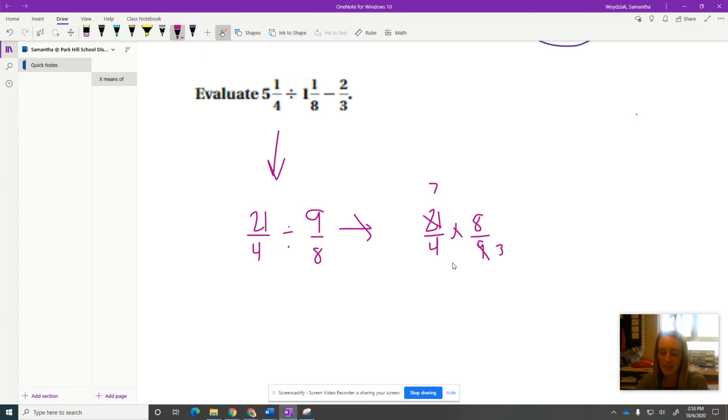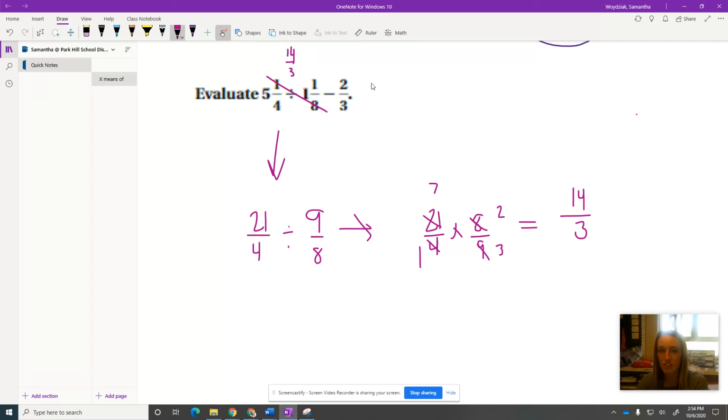So I've already got that down, but then I look and I see I can do it again. 4 and 8. 4 goes into both of those, so 4 divided by 4 is 1, and 8 divided by 4 is 2. So this just became a whole lot easier for us. 7 times 2 is 14, and 1 times 3 is 3. And even better, I just figured out that this first part is 14/3.